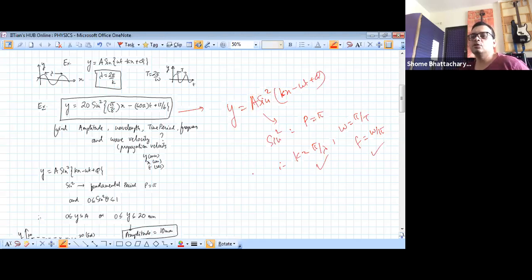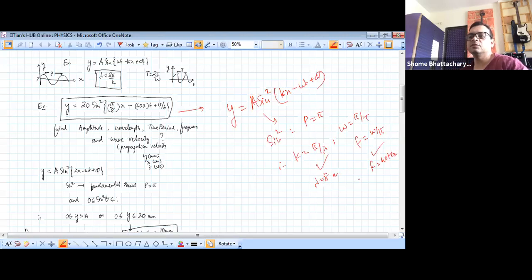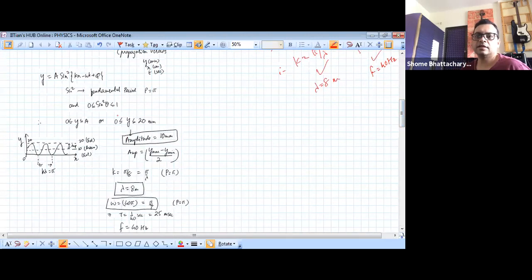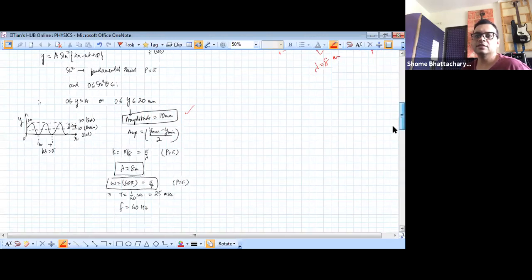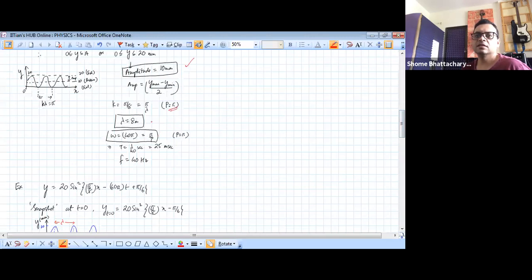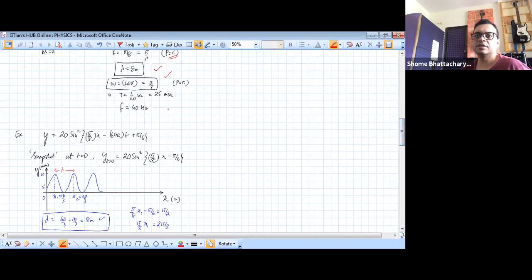But the rest we have directly found out. The value of lambda was in meters, and you found out from this that the frequency was 40 hertz. So now you also know the wave speed will become f lambda. It will become 320 meters per second. So that is what this was about. We also saw that y is varying between 0 and 20, so the amplitude becomes 10, because extreme to extreme, that is y maximum minus y minimum, is double the amplitude. From the fact that the fundamental period is pi, you're already getting lambda and omega. You're getting time period and frequency, all this is done.